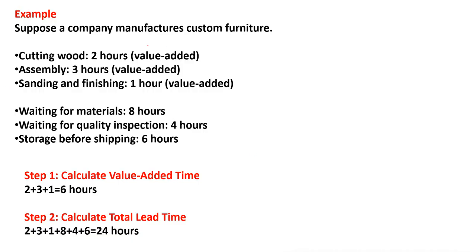Suppose a company manufactures custom furniture. Cutting wood, they cut the wood in 2 hours, they assemble in 3 hours, and sanding and finishing takes 1 hour. So 2 plus 3 plus 1, these are the value added activities in order to make the furniture. So the total is 6.